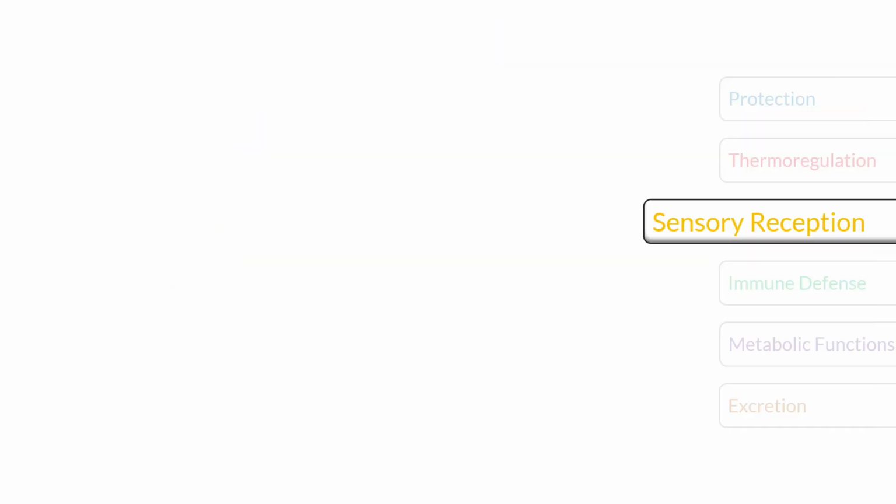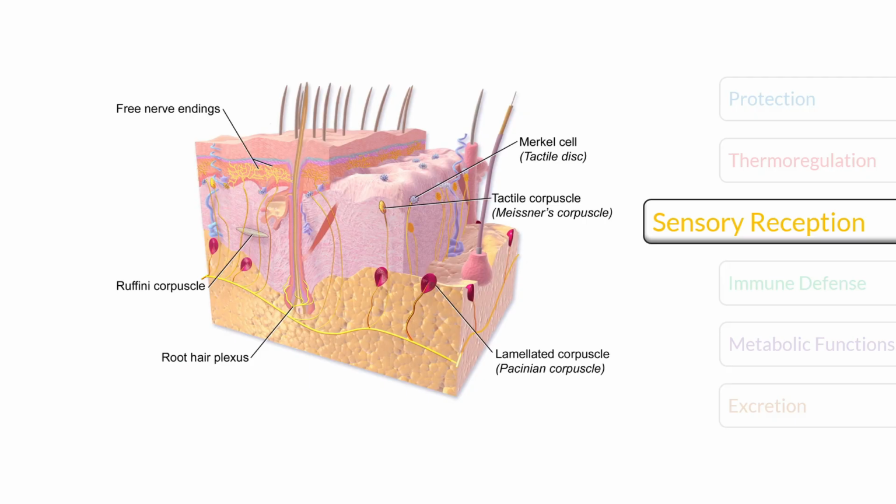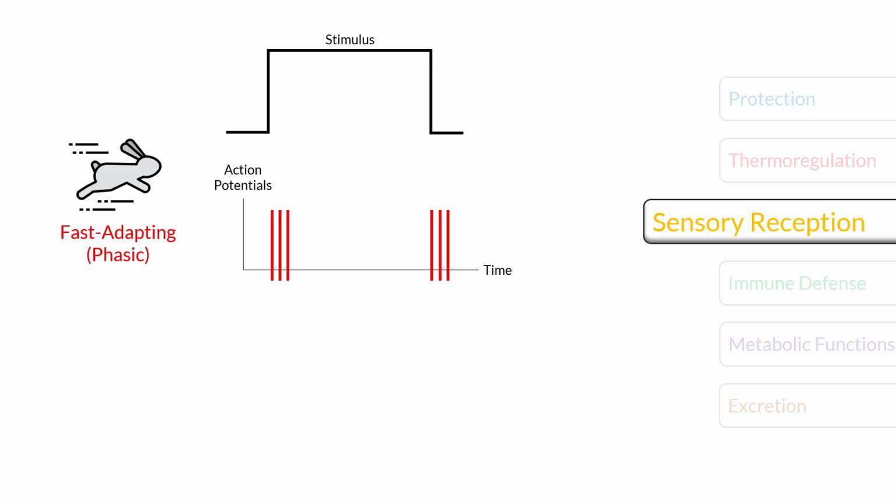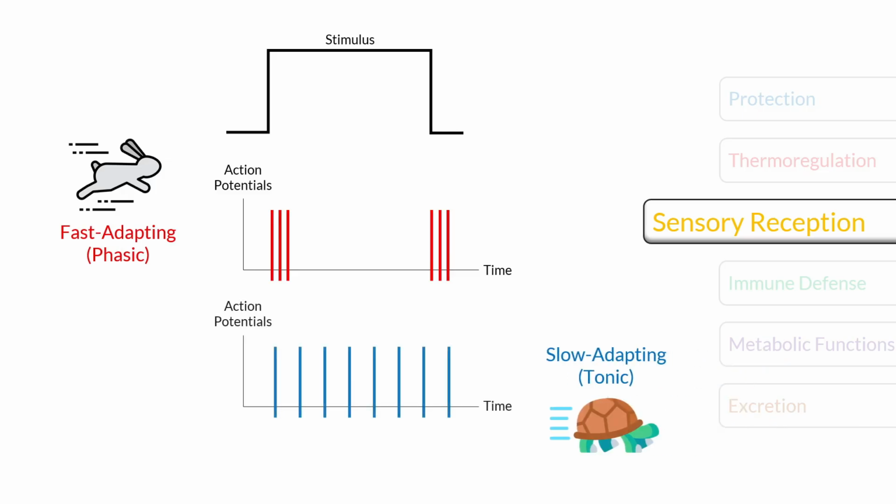The skin is richly innervated with specialized sensory receptors, collectively known as afferent nerve fibers. Sensory receptors are classified based on their adaptation speed. Rapidly adapting receptors respond strongly to changes in stimuli, but quickly reduce their response if the stimulus persists. Slowly adapting receptors continue to respond as long as the stimulus continues.